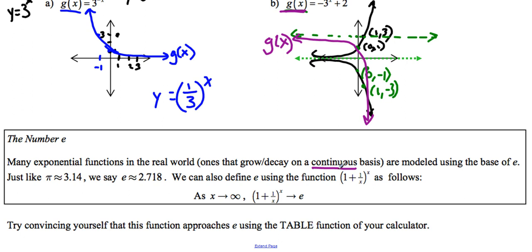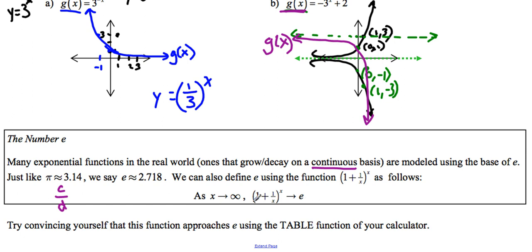Okay, there is a definition for e. Just like pi is the circumference of a circle over the diameter, e has a kind of more complicated definition, and its definition is a limit. So as x gets bigger and bigger towards infinity, then 1 plus 1 over x, to the x power, approaches the value of e.